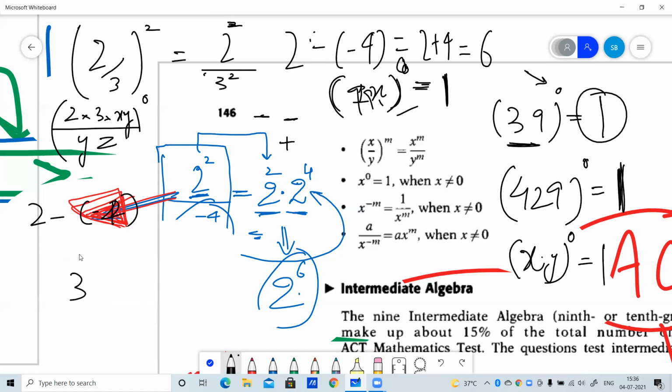3 raised to the power of 4 minus negative 6. If this is the question, negative is in front of negative, it will be positive. 4 plus 6. 3 raised to power 10.